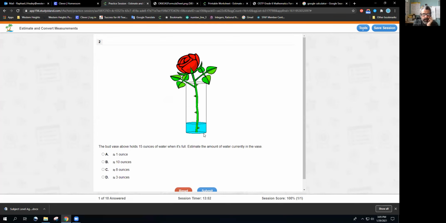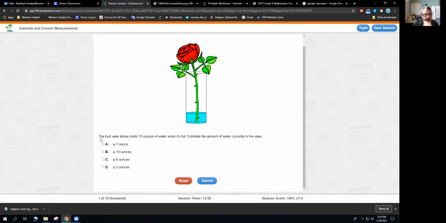We have a vase and not much water, right? The bud vase above holds 15 ounces of water when it's full. All right, so they're saying that when this is filled up, that's equal to 15 ounces. So on a piece of paper, you should write things down like this. That's why I'm showing this to you. Okay, so there's 15 ounces. That's good to know. When it's full, estimate the amount of water currently in the vase.